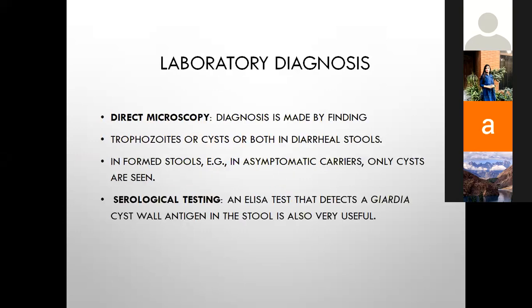How will you diagnose a case of Giardia? It's direct microscopy. Diagnosis is made by finding trophozoites or cysts in the diarrheal stool. In formed stools, only the cyst may be present in asymptomatic patients. Serological testing, if you go for ELISA testing for Giardia cyst wall antigen in the stool, is also very useful if you are unable to see either of these two forms of Giardia in direct microscopy.